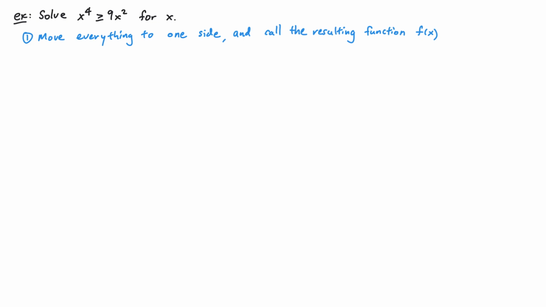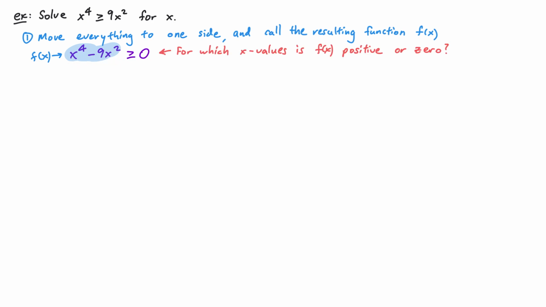The first thing we want to do is move everything to one side and call the resulting function f(x). So let's move the 9x squared over to the left-hand side by subtracting it from both sides. So subtracting 9x squared, we end up with x to the fourth minus 9x squared is greater than or equal to 0. And what we have on the left-hand side here, x to the fourth minus 9x squared, that's what we'll call the function f(x). Looking at our inequality now, we're essentially asking for which x values is our function f(x) greater than or equal to 0? Or another way to phrase it is, when is our function f(x) positive or 0? So now let's move on to our second step.